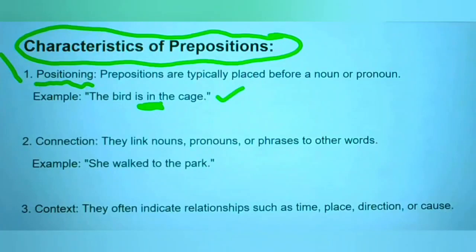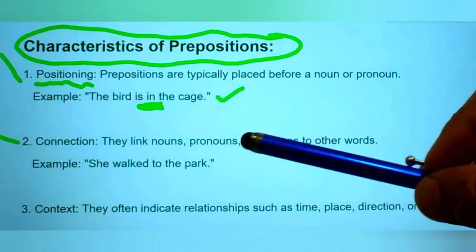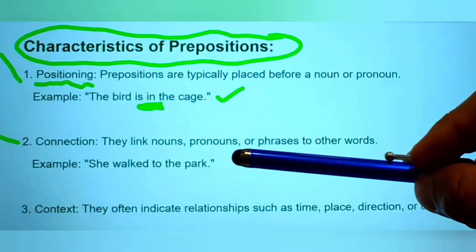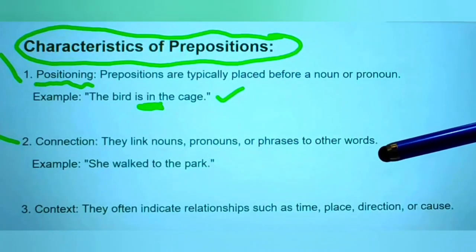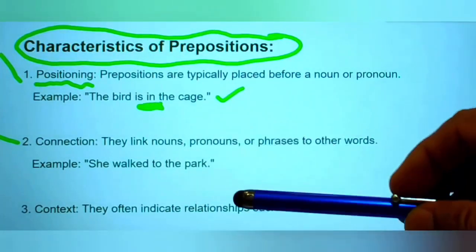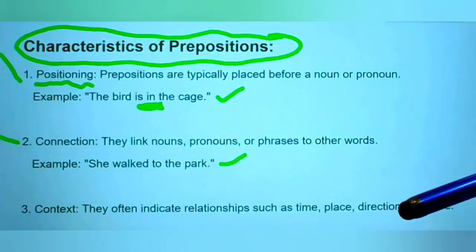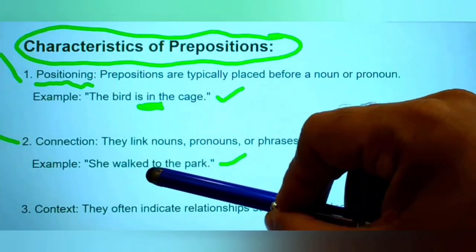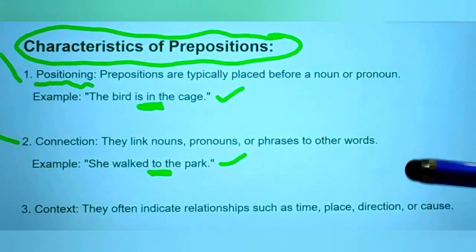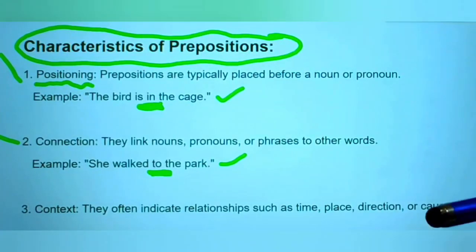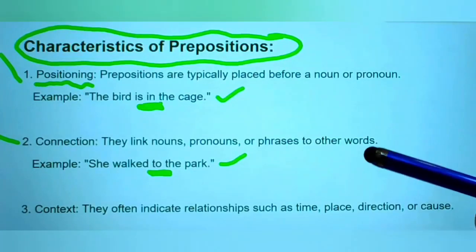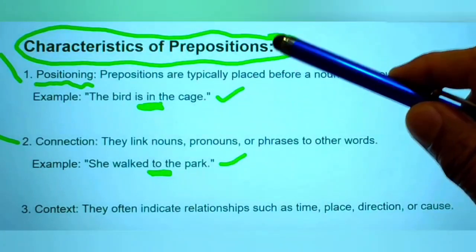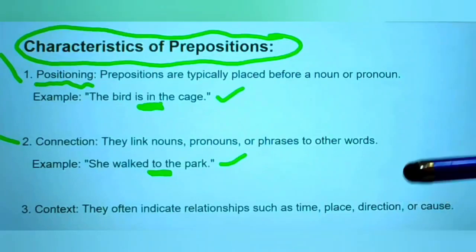And the next one we have here is connection. They link nouns, pronouns or phrases to other words. For example here, she walked to the park. So where did she walk? To the park, and this connects the two words together with the preposition to. So it connects the two words together and thus links nouns, pronouns or phrases to the other word. This is the second characteristic of prepositions.